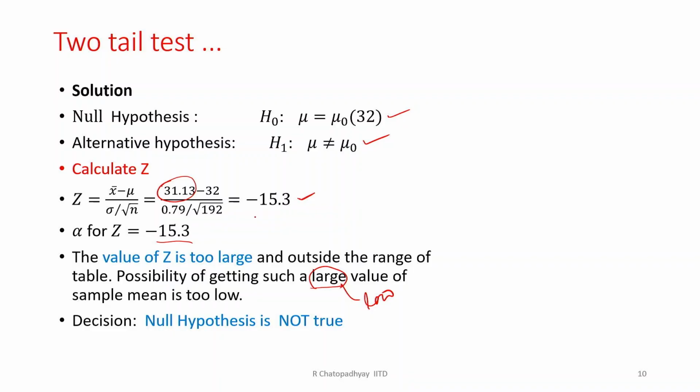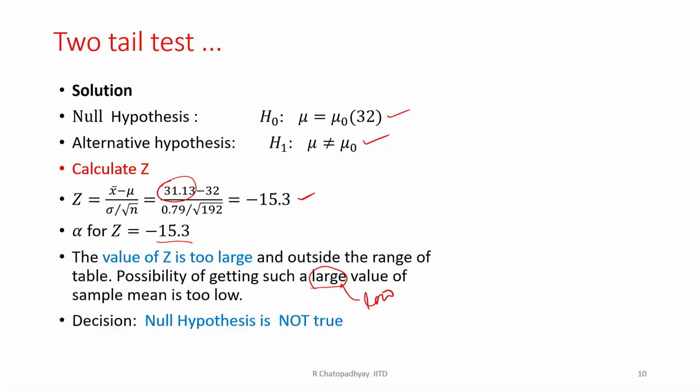And even for the value of z, which is minus 15.3, you cannot find the corresponding alpha value in the z table. For z of 15.3, the corresponding alpha will not be available in the tables, because for such a z, alpha is too low. It is so high that we accept that the mean is different from this. Whatever we are producing now is definitely different from the nominal mean.